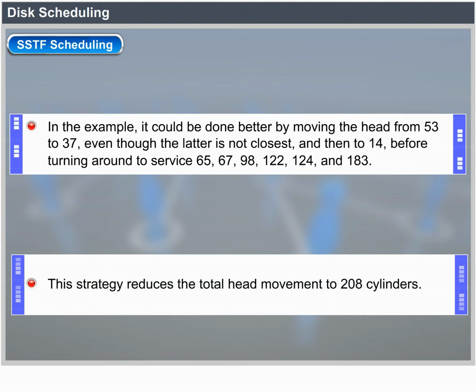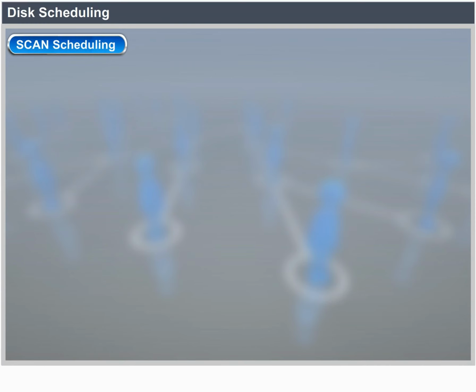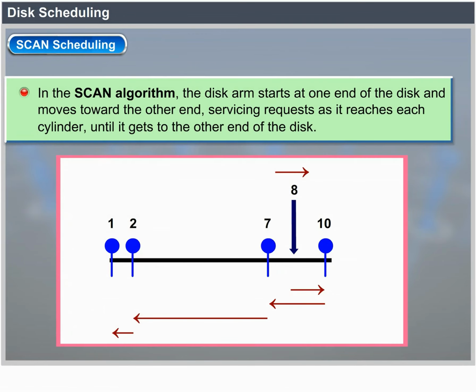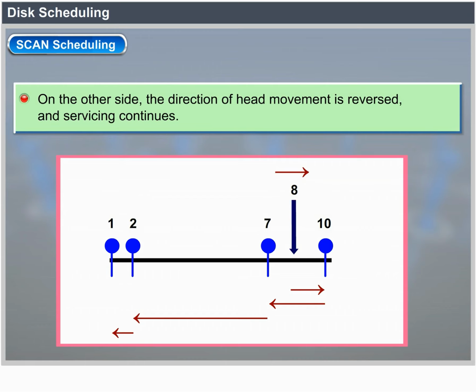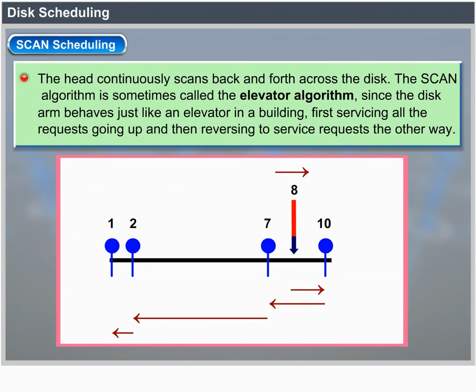SCAN scheduling. In the SCAN algorithm, the disk arm starts at one end of the disk and moves toward the other end, servicing requests as it reaches each cylinder until it gets to the other end of the disk. At the other end, the direction of head movement is reversed and servicing continues. The head continuously scans back and forth across the disk. The SCAN algorithm is sometimes called the elevator algorithm, since the disk arm behaves just like an elevator in a building, servicing all the requests going up and then reversing to service requests the other way.